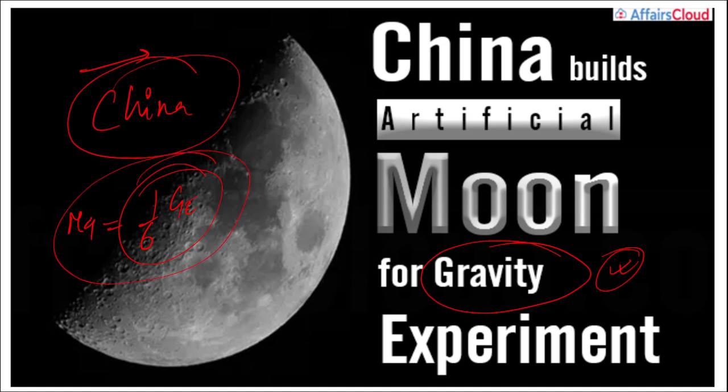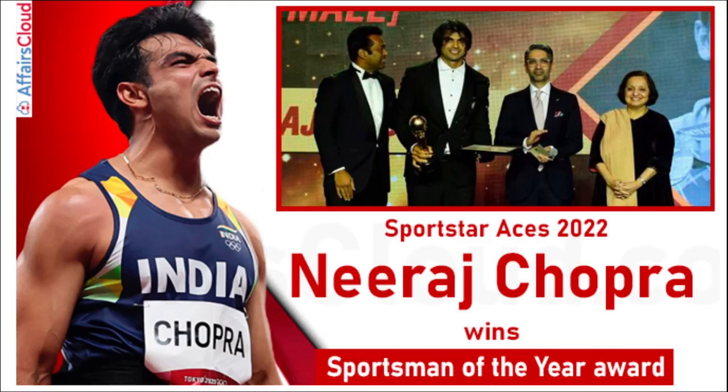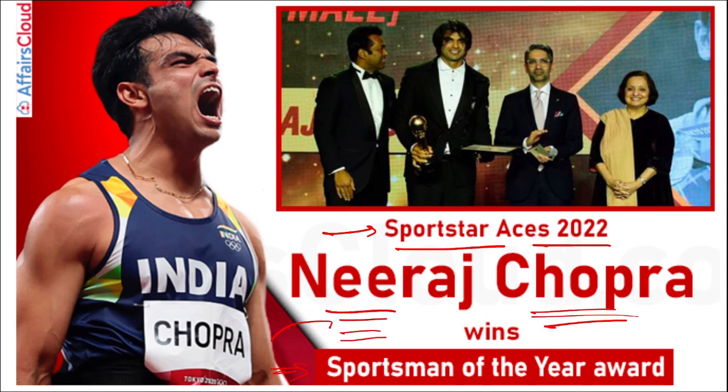Alright, and who has built this artificial moon for the gravity experiment? It is China. And the question can be asked that China built an artificial moon for experimenting on what? For experimenting on gravity. Next, we are talking about the Sportsman of the Year award. Who has won the Sportsman of the Year award for Sportstar Aces 2022? He has won. Who is he? Neeraj Chopra.